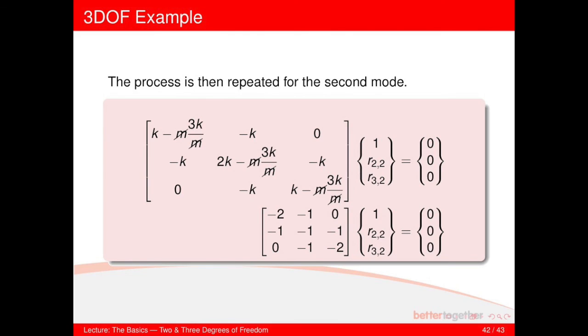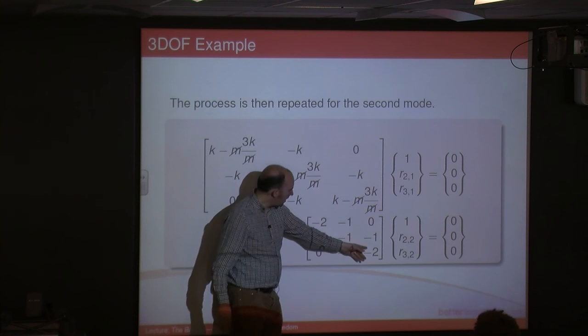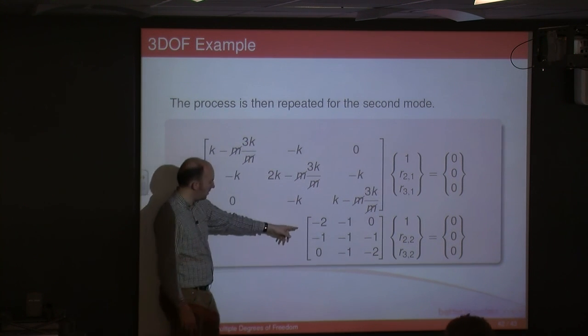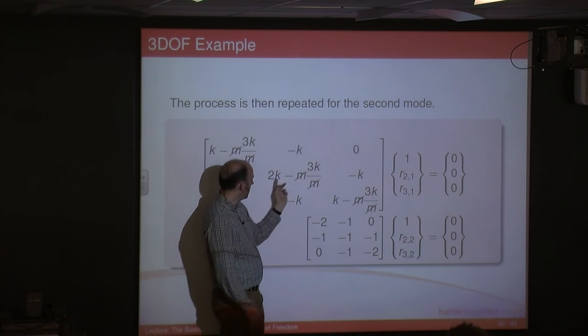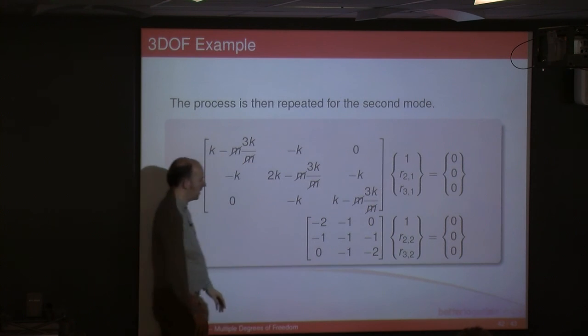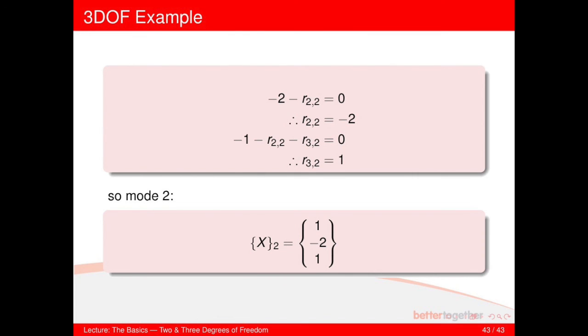The process can be repeated with 3K upon M. You go through and the M's cancel, we end up with 1 minus 3, which is minus 2. Here we've got minus 1, here we've got 2 minus 3, so it's minus 1, and so on. You go through and find R2,2 and R3,2, and you end up with 1, minus 2, and 1. That's where the two outer masses are moving in unison with each other, but the one in the middle is moving twice the distance, in the opposite direction.